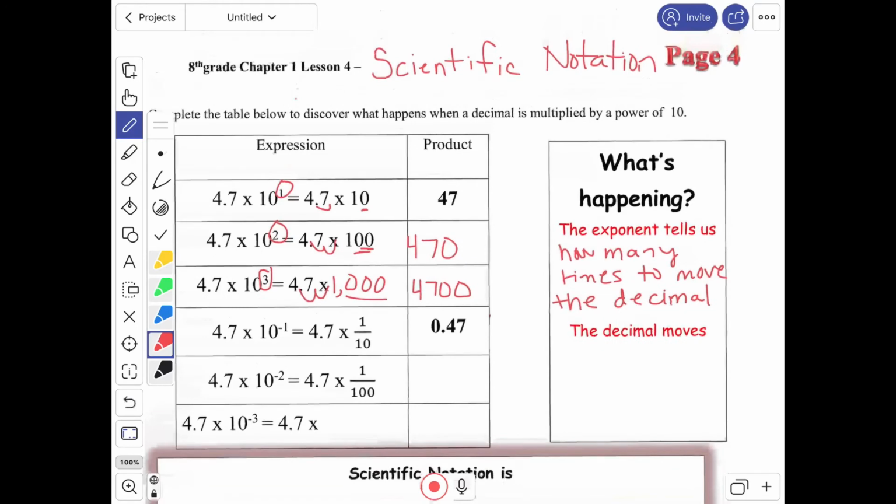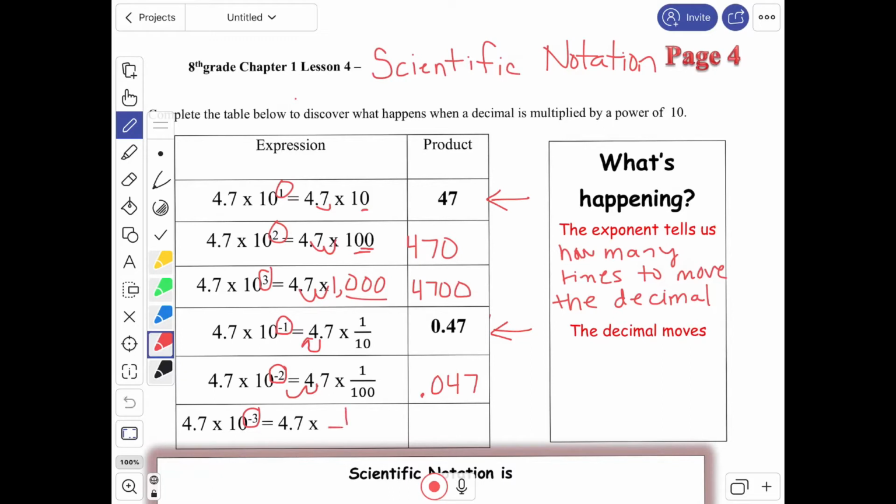Now, those negative exponents. With a positive exponent, we moved it to the right. Look what happened from here to here. Which way did I move the decimal? It was between the 4 and the 7. Now it's in front of the 4. So the exponent still tells us how many spaces to move the decimal. If it's negative, we move it to the left. So I have 2. I'm going to move it to the left 2 spaces, so it would be 0.047.